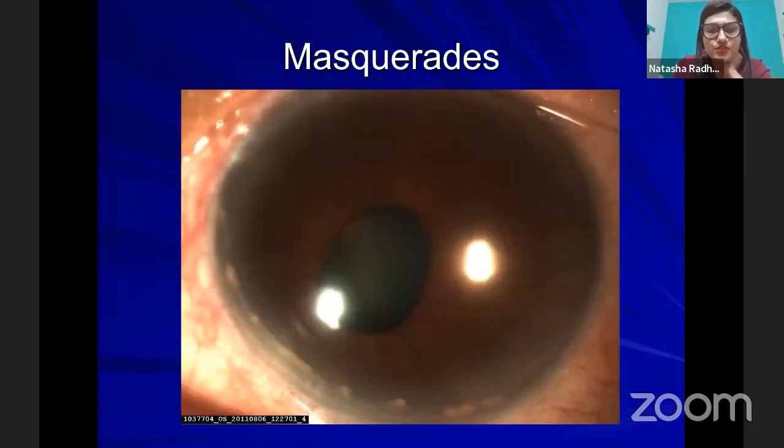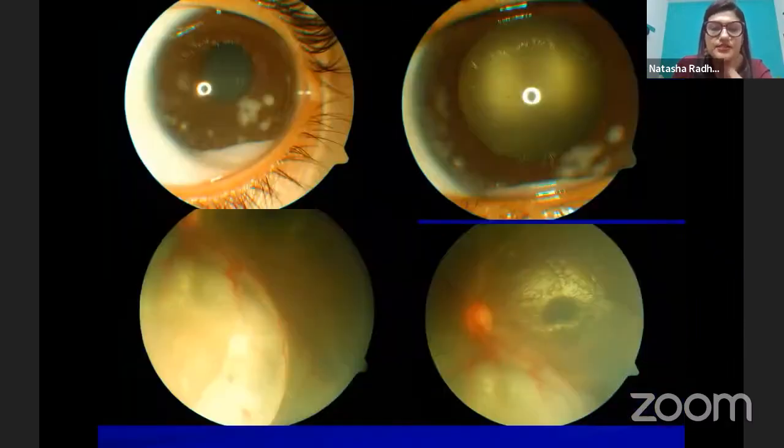Then, of course, missing masquerade. Especially with children, when they present with something that looks like uveitis, you have to absolutely confirm that it is uveitis itself that you're dealing with and not conditions like retinoblastoma or any other tumor deposits in the anterior segment.